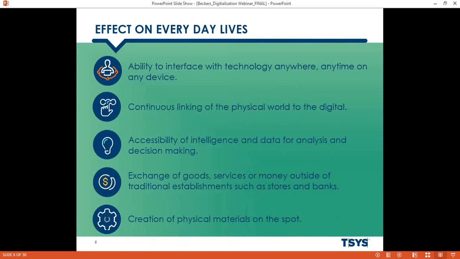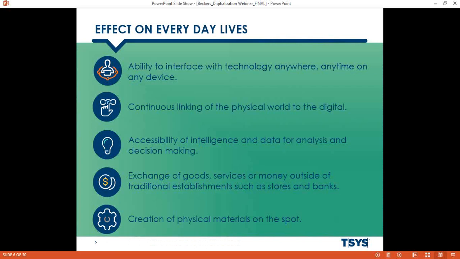It's people and the relationship with the internet. The internet is a mental, social, and physical extension of ourselves. It's the ability to interface with technology and data, anywhere and every time. It's called the Internet of Things, which is the digital linking of inanimate objects, or the digitalization of the physical world. It's accessibility of intelligence and big data and the ability to analyze and use it in making decisions, such as electronic healthcare records, which is a good example of this.